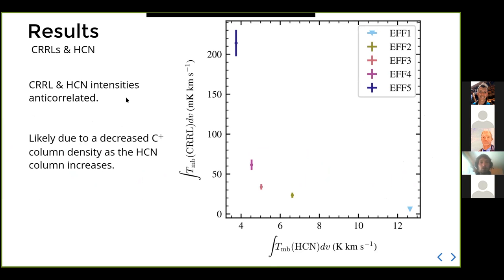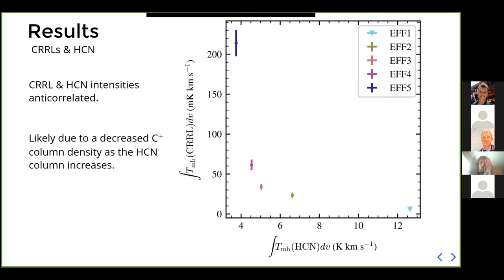Another interesting thing that comes out from this comparison is that the intensities of the lines are anti-correlated. As we see here, we have the carbon radio recombination line intensity and the HCN intensity. And we see that from Effelsberg 5 down to Effelsberg F1, the intensity decreases as the HCN intensity increases. We think this is likely because the HCN column is increasing. So if you have a fixed amount of column, you can have ionized carbon in the more exposed portion, and HCN in the more shielded portion.